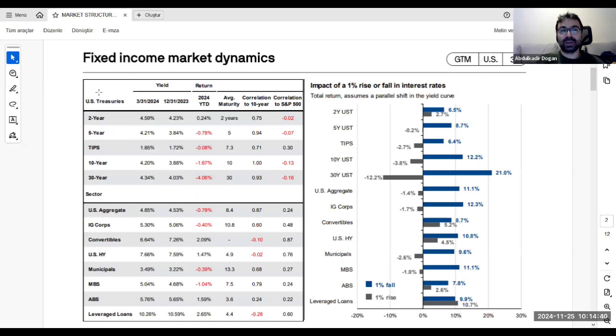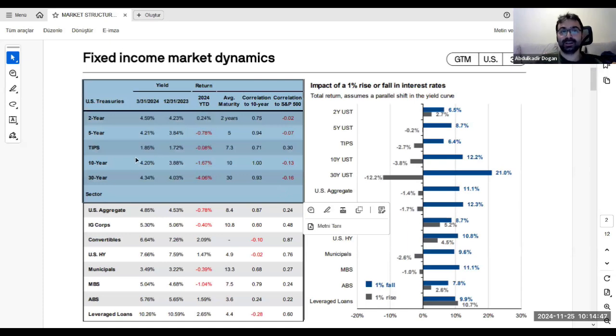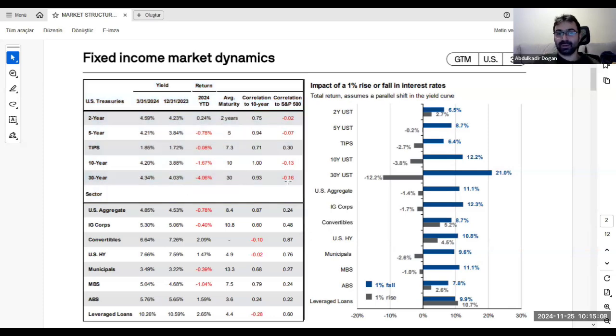Please take a look at the top left. As you see here, this is the US Treasury yield. These are the maturities, by the way: 2-year Treasury, 5-year Treasury, Treasury inflation protected security, 10-year and 30-year. Generally, we should have a yield curve something like this.